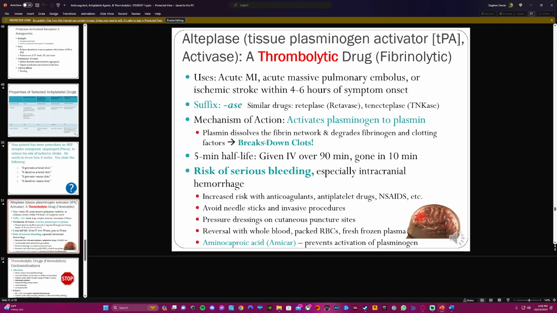There is an increased risk with anticoagulants, antiplatelet drugs, NSAIDs, and etc. Avoid needle sticks and invasive procedures. Use pressure dressings on cutaneous puncture sites. Reversal is with whole blood, packed red blood cells, and fresh frozen plasma. Aminocaproic acid, Amicar, prevents activation of plasminogen.